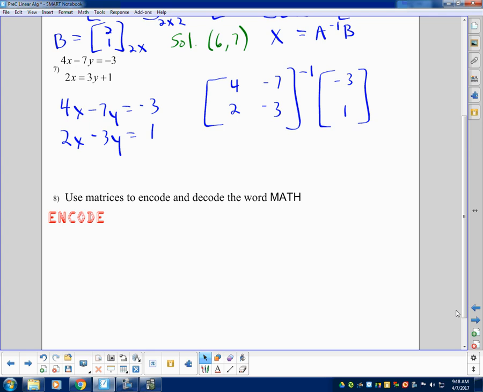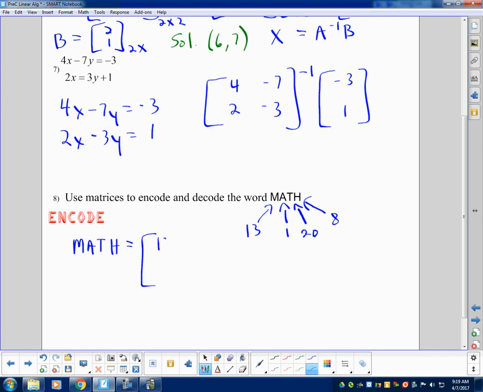The letter M is the 13th letter in the alphabet. A is the first, T is the 20th, and H is the 8th. So I'm going to create a little math matrix. I'm going to say math equals the following matrix: 13, 1, 20, and 8. I'm going down, and you could decide to go across. It would just change it up a little bit. You just have to know that when you go to read the message. But I have M-A-T-H. So there's my math.